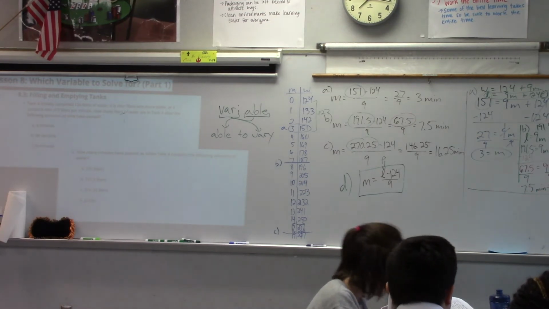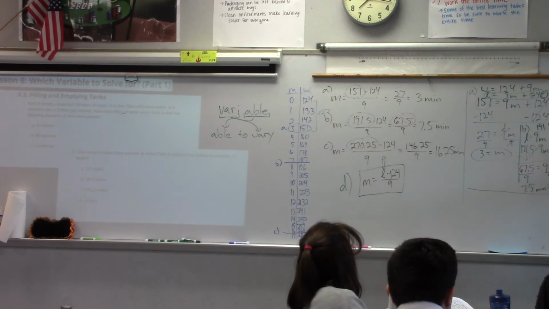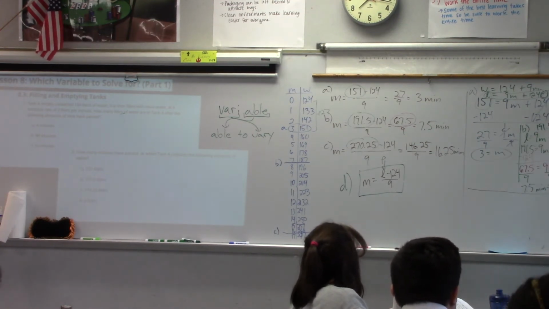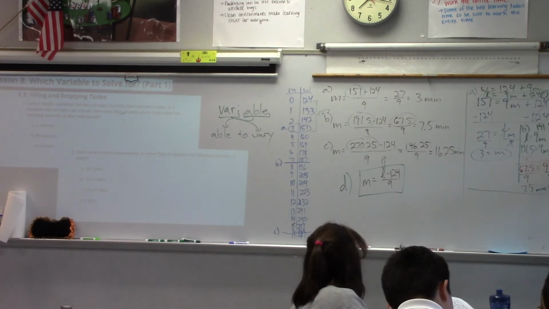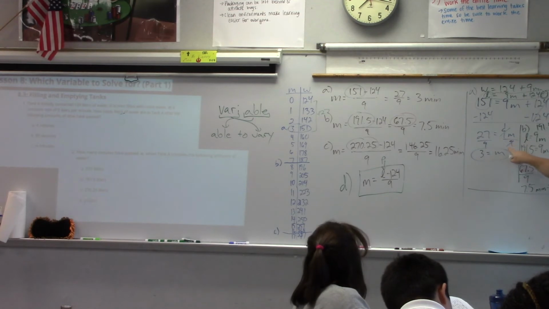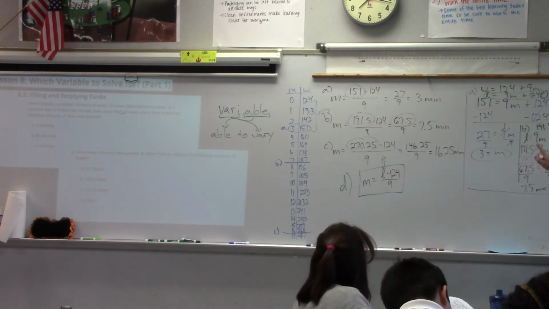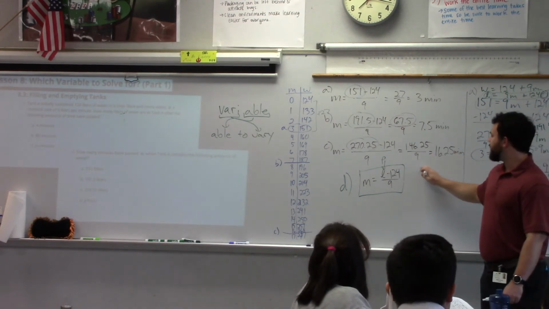What is the first thing we did in both of these equations? We subtracted the 124, right? And then after we subtracted 124, we divided by 9. Okay, so let's look at D.